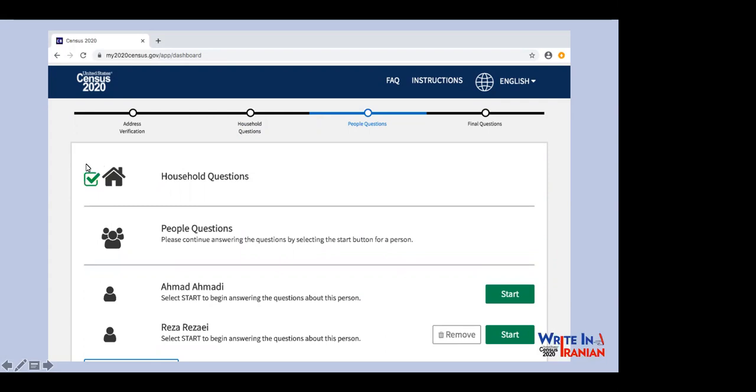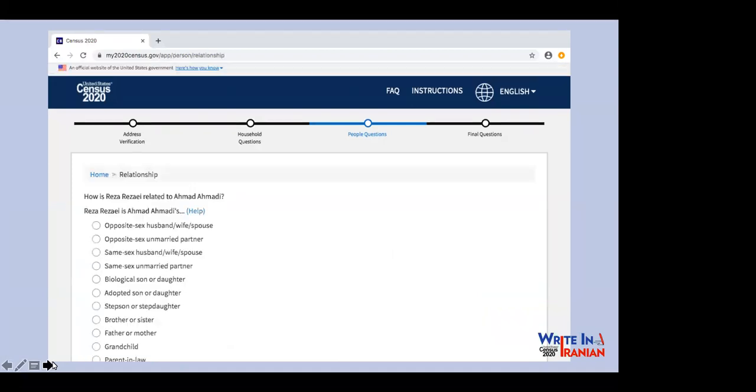As you can see, this check mark says you're done, and you've already moved from household questions to people questions. So you've already done half of your census questionnaire. The people questions basically talk about the people living in the household, the ones that you've identified. So if you look down, you have Ahmed Ahmadi, you have Reza Rezai. You can start from whoever you want. Let's say you want to start with Reza Rezai. If you are not Reza Rezai, you may want to ask Reza Rezai to sit behind the computer and hit start and fill out the section that pertains to him.